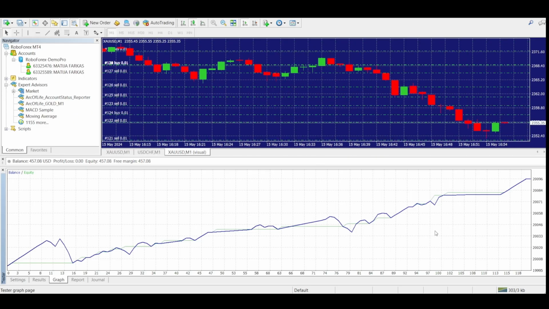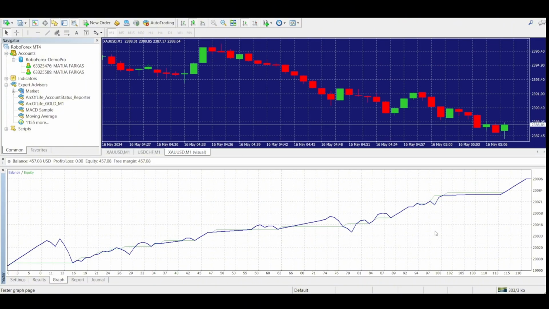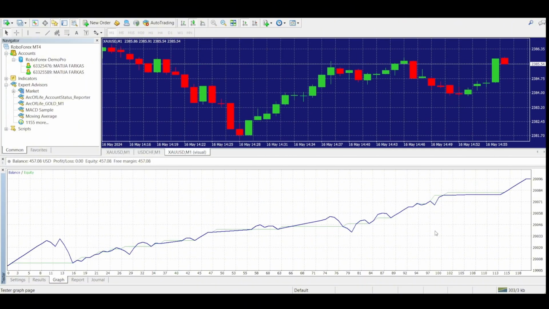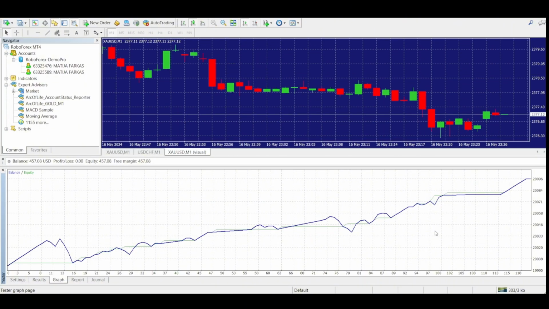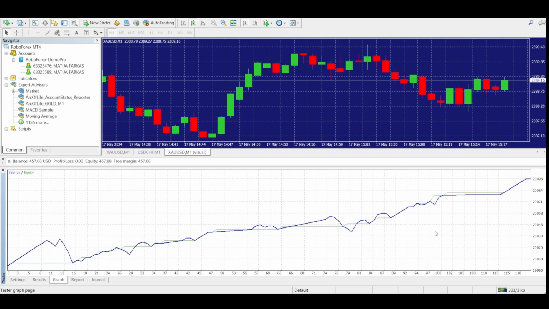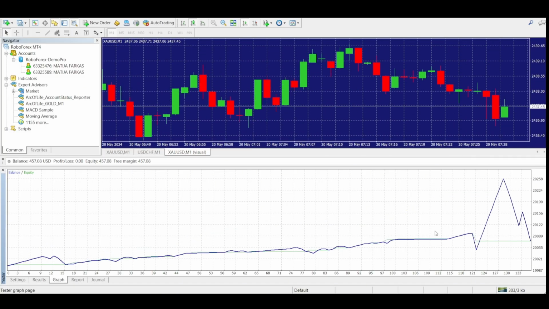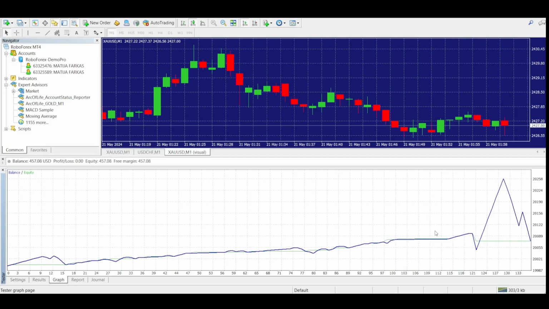Because if you've been in this space long enough, you already know the pattern. 99% of bots you see online are presented the same way. One clean curve, one perfect screenshot, and zero context. No drawdown. No equity swings. No risk explanation. Just look how much it made. That's exactly why we do it differently.